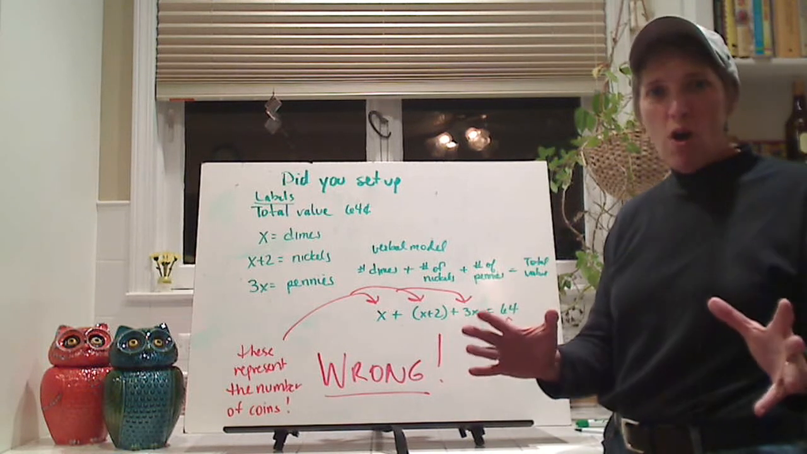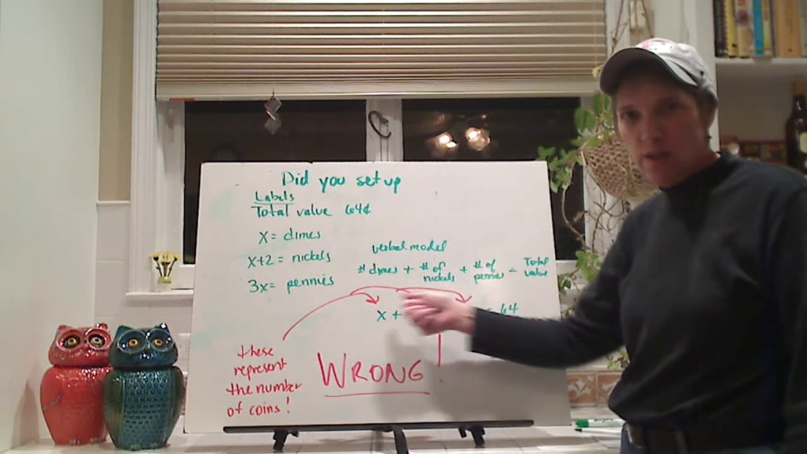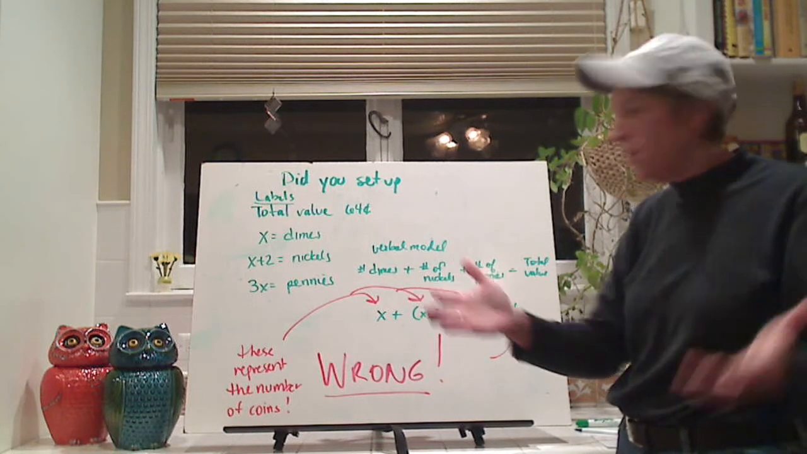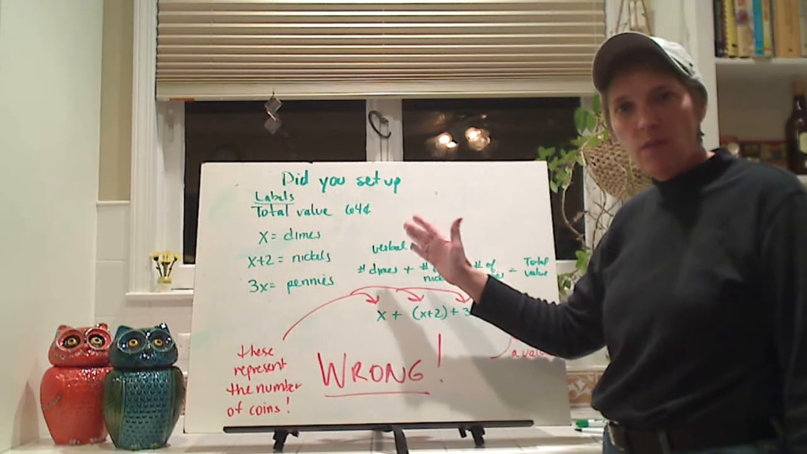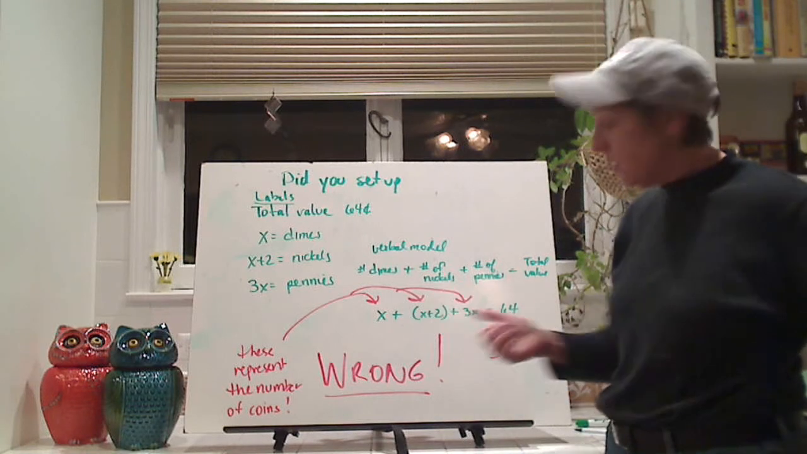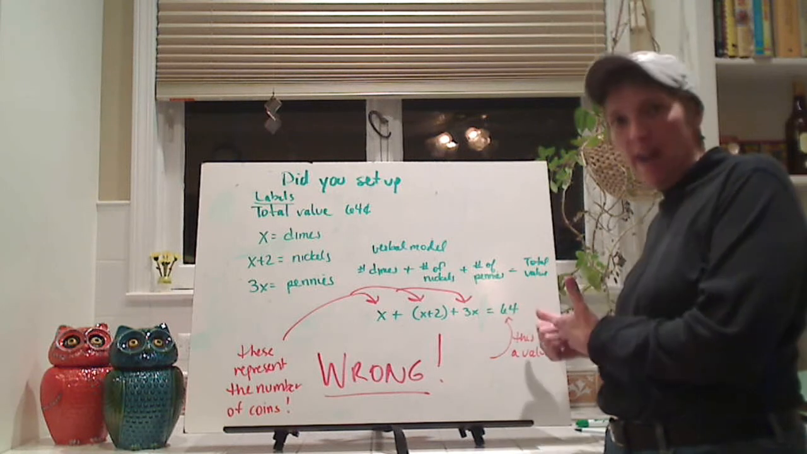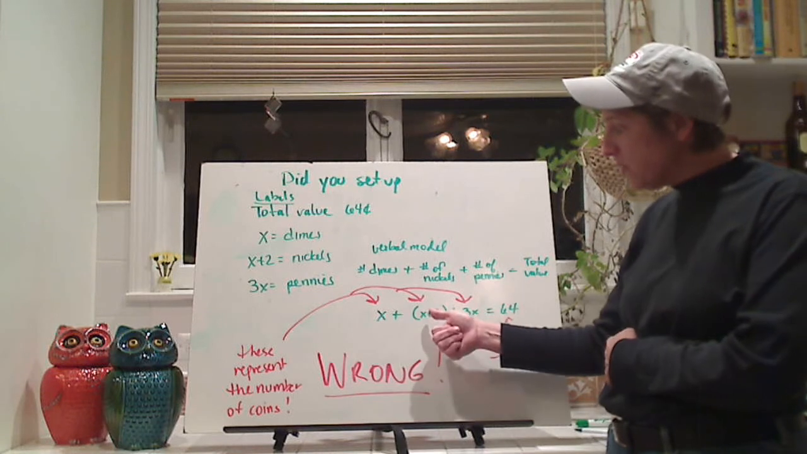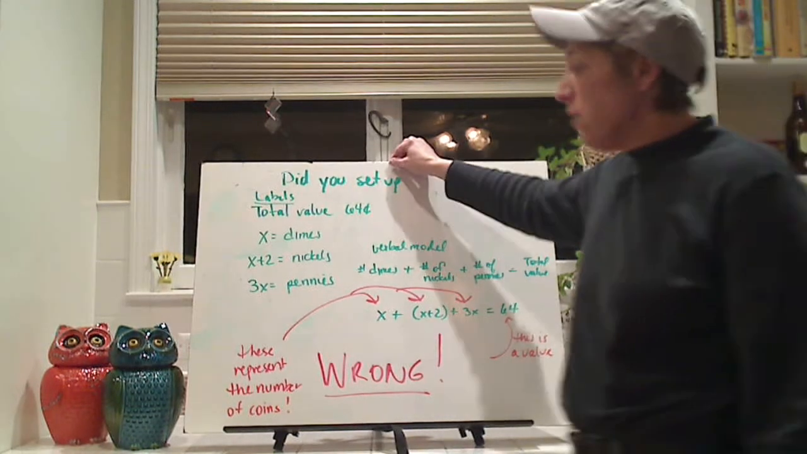This is wrong, because this is a value, and these represent the number of the coins. You cannot do that. It will not work. You can't get the answer, because you didn't get a total number of coins given to you. If they didn't give you a value and they said the total number of coins in your pocket was 64, then you could have done it this way. But they gave you a total value. So you can't do it this way, because this is the number of dimes, the number of nickels, and the number of pennies. Okay? So this is how you should have done it.